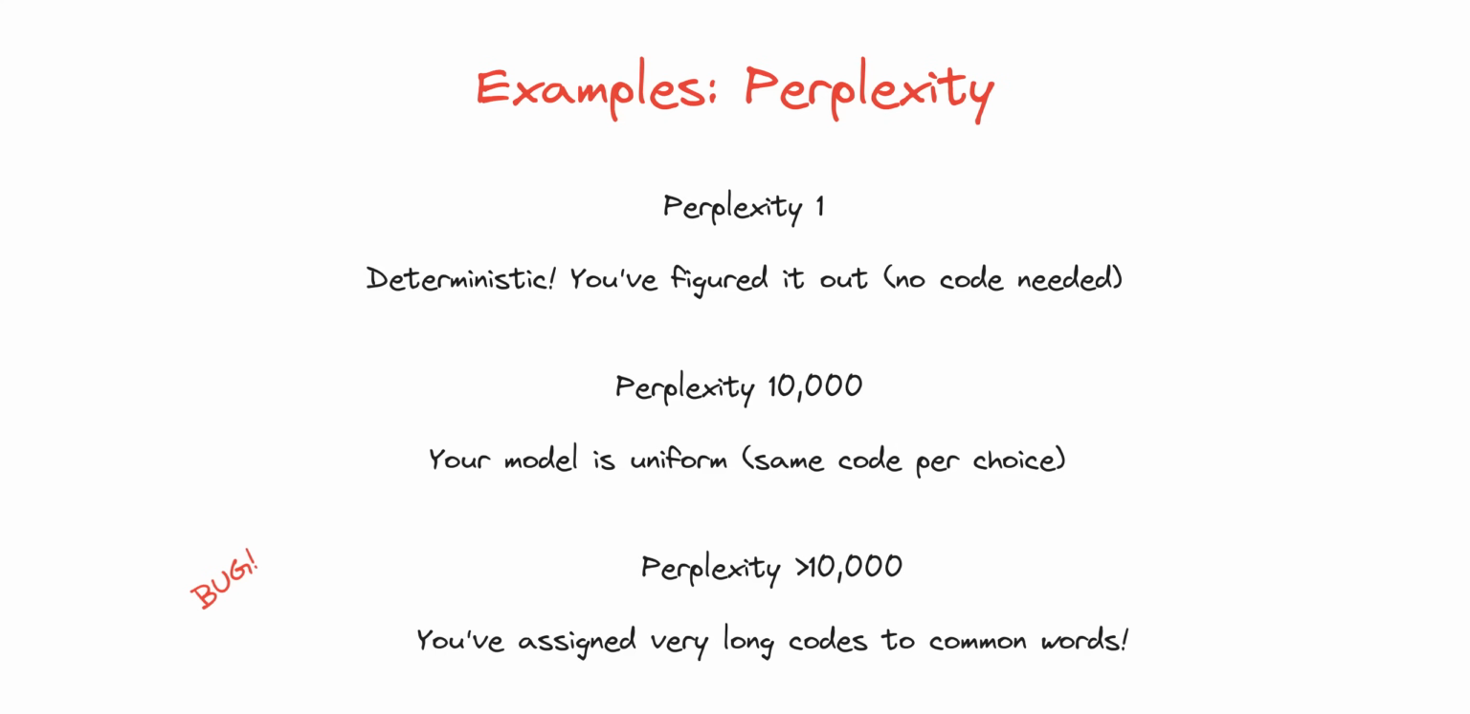I'll also note that our perplexity could be greater than 10,000. This in particular could happen if our model was overly confident about the wrong prediction. It might assign a very short code to the wrong next word and an extremely long code to the correct next word. This would lead to a very bad perplexity value, as we would be spending a huge amount of bits communicating the next word, which we thought could never actually happen.